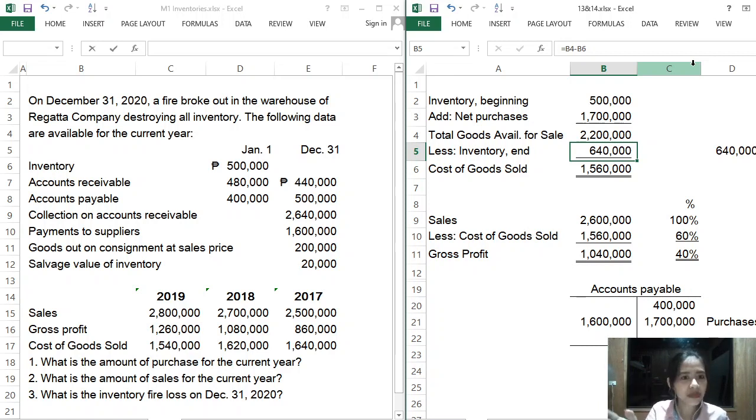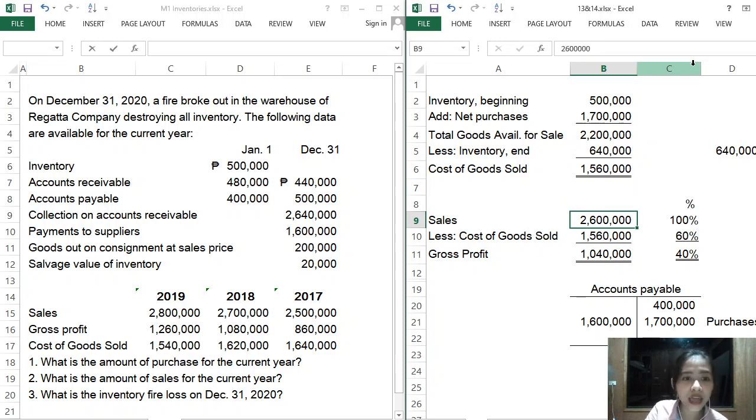So, ibig sabihin, yung 200,000 natin na goods at sales price, wala sa atin. Nasa sa kaibigan natin. Iniwan natin sa kanya, doon natin pinabenta. Ibig sabihin, yung time na nasusunog ang warehouse, yung inventory na yon hindi nasali. Kasi nga wala siya sa warehouse. Hindi siya nasali. So, sana pala kinonsign lang natin lahat, no? Sayang yung regata. Ibig sabihin, kasali yun sa naiwan. Kaya nga lang at sales price, yung 200.